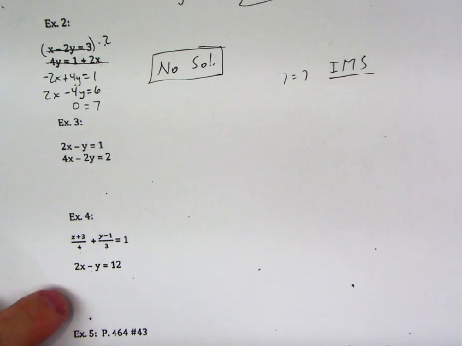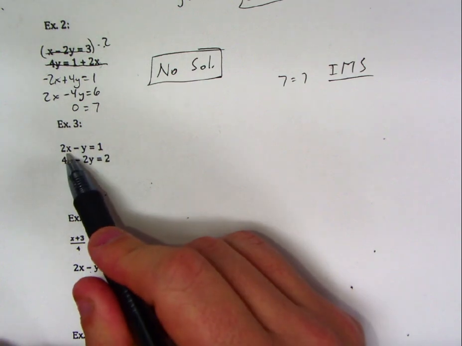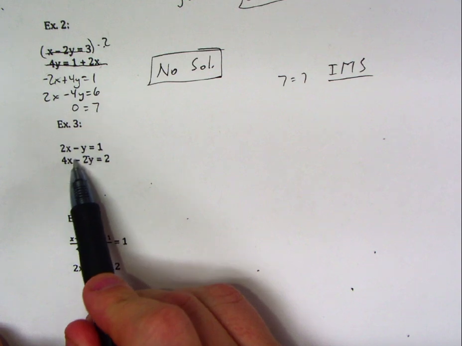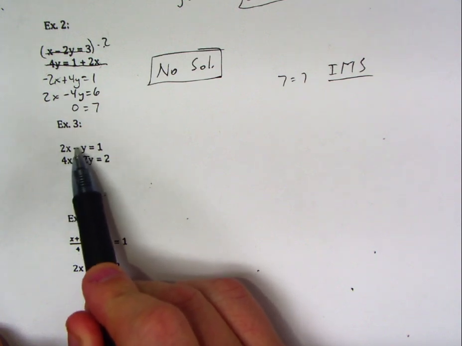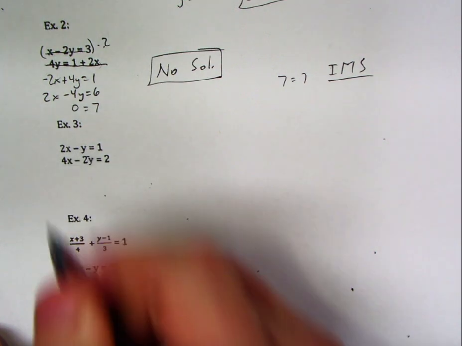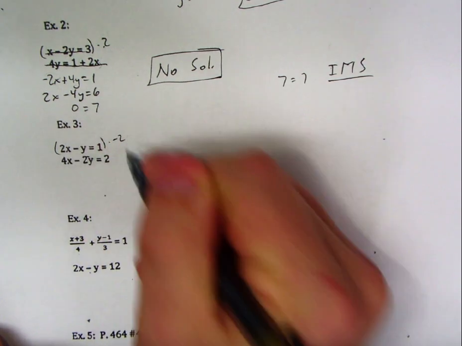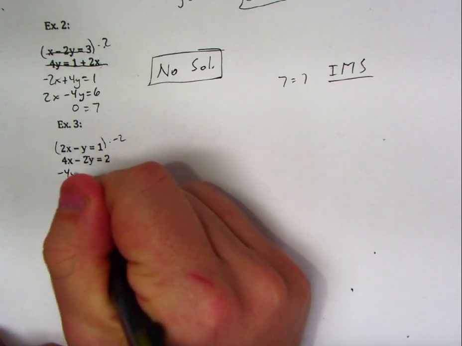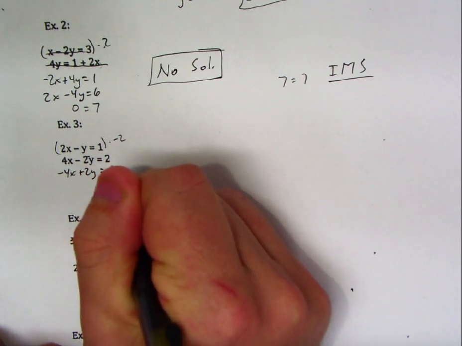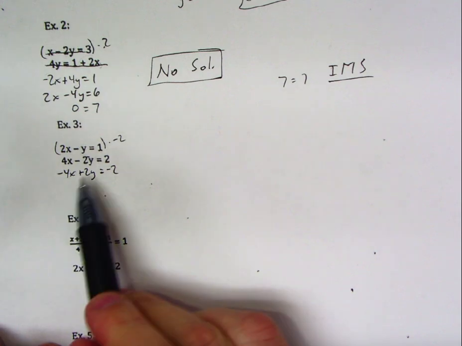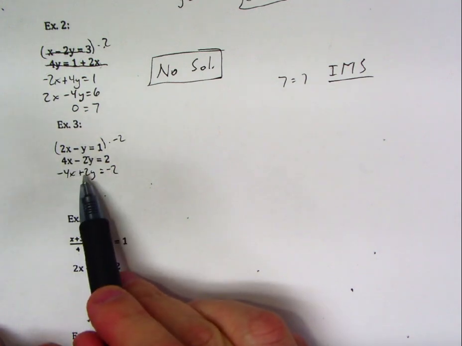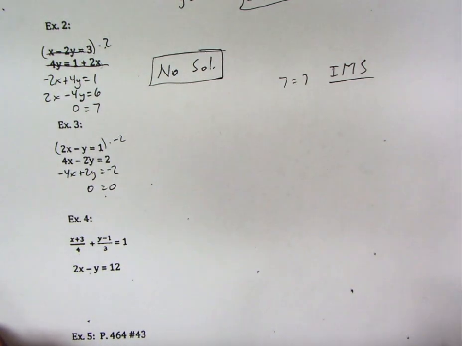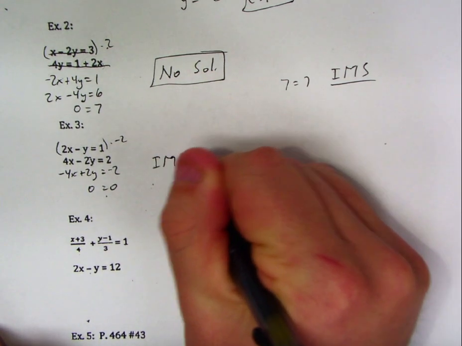Example 3. Well, in the other ones, I got x's to be the same, so this one I'll get the y's to be the same. So if that's a -2 here, I want this to be a +2. So I'm going to multiply it by -2. Oh, that happens on this one. So I get -4x, +2y equals -2. And now I want to add these bottom equations together. I get 0 equals 0, which means that this system would have infinitely many solutions.